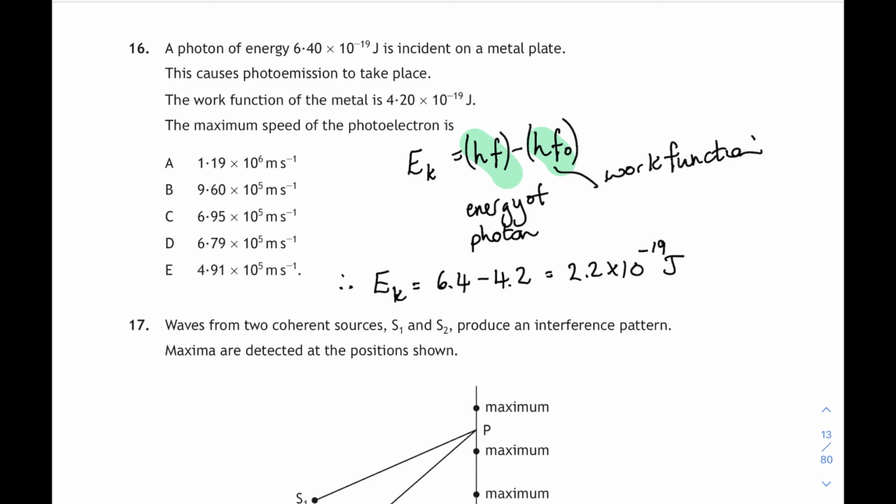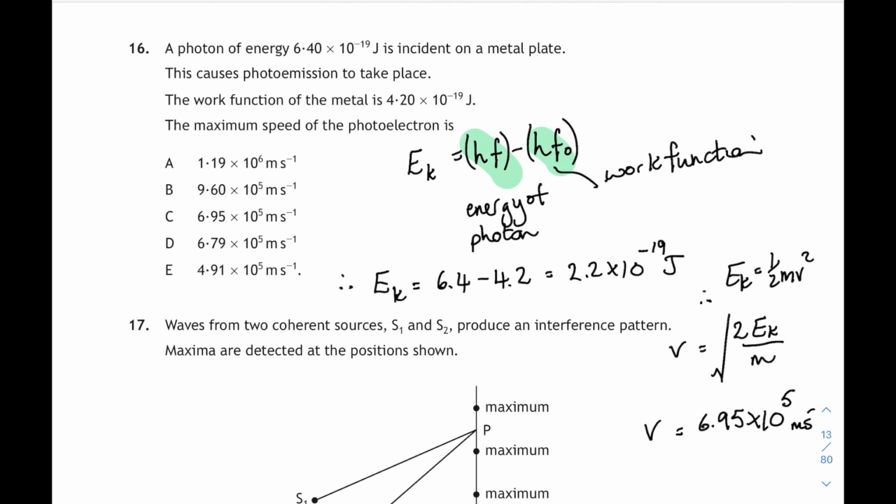6.4 minus 4.2 is 2.2 times 10 to the minus 19 joules. Now that's the kinetic energy of the electron. We still have to work out what its velocity is. So we rearrange the kinetic energy equation to get v squared. So v squared will be equal to 2Ek over m. And if we square root both sides, we end up with v equals the square root of 2Ek over m, and substitute in for our values, I end up with 6.95 times 10 to the 5 meters per second, and that corresponds to answer C.